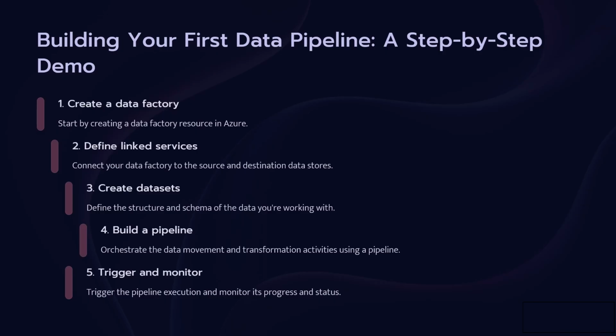Building your first data pipeline, a step-by-step demo. First, create a data factory. Start by creating a data factory resource in Azure. Second, define linked services. Connect your data factory with the source and destination data stores. Third, create datasets. Define the structure and schema of the data you are working with. Fourth, build a pipeline. Orchestrate the data movement and transformation activities using a pipeline. Fifth, trigger and monitor. Trigger the pipeline execution and monitor its progress and status.